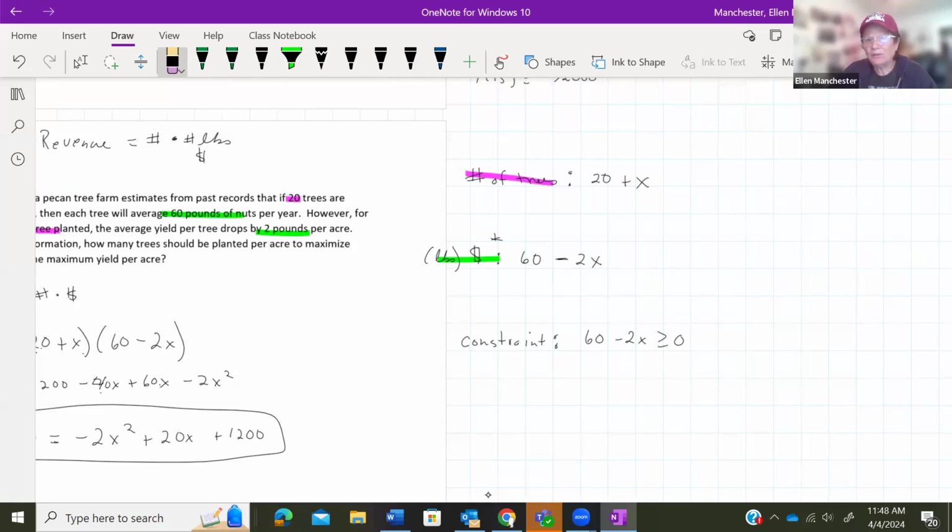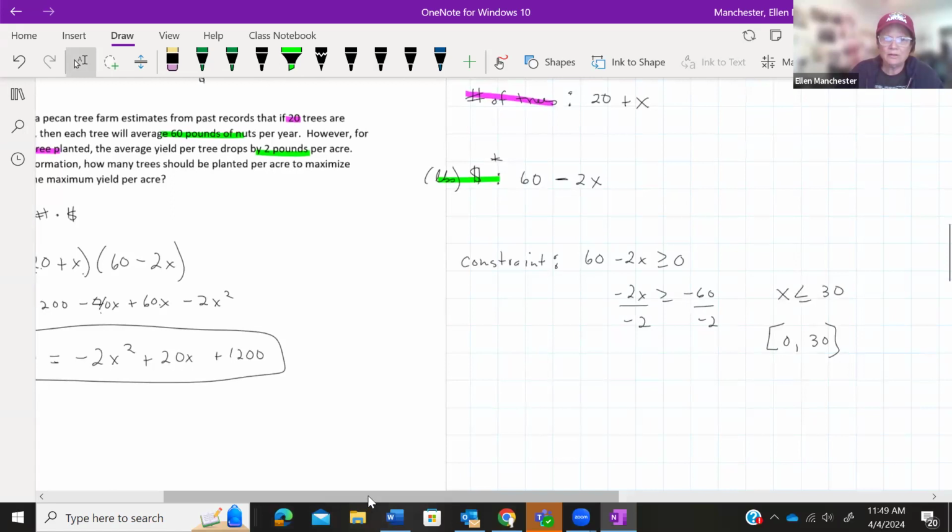Because when I bring this 60 over, it becomes a -60. And then when I divide by a negative, I end up with x is less than or equal to 30. So my endpoints are between 0 and 30, and it's all positive. If you aren't sure, or if you pick the wrong one and you end up with a negative endpoint, you know you picked the wrong one. All right, so then go to the other one.